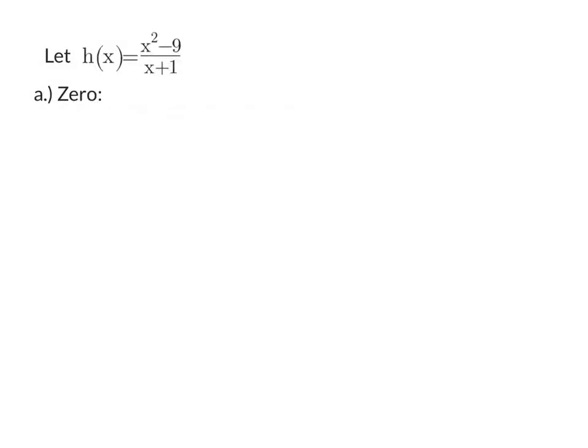We want to come up with a graph of h of x equals x squared minus 9 over x plus 1. Our first step is to identify the zeros. That's going to happen when the numerator, x squared minus 9, is equal to 0. So we just solve this. Take the square root of both sides, and x is equal to plus or minus 3. That means we're going to have two zeros, one at positive 3 and one at negative 3.